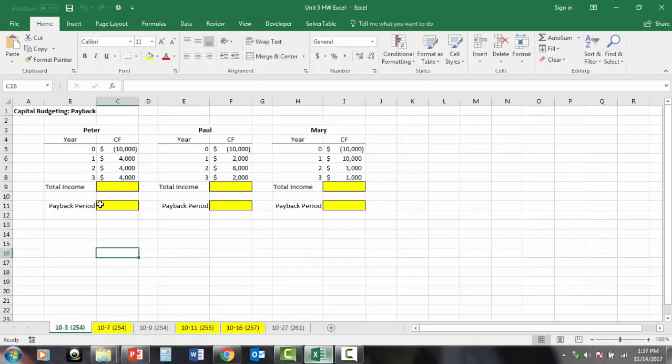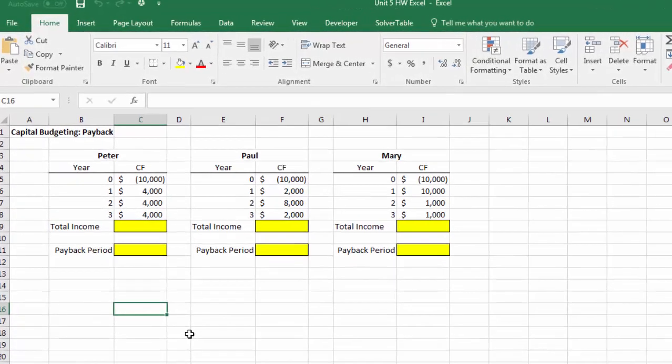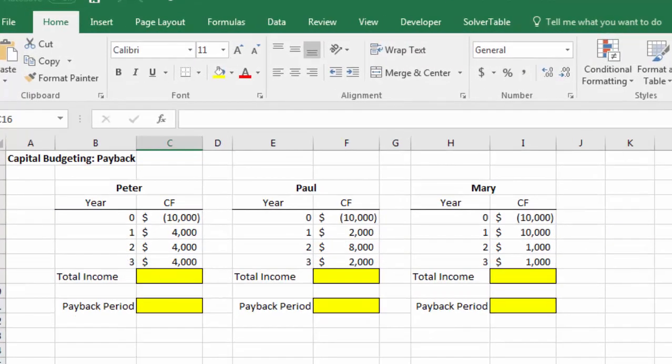Okay, so first off, we're working with the concept of payback. And we're on problem 10.3 out of the book, page 254. Three separate projects each have an initial cash outlay of $10,000. Cash flow for Peter's project is $4,000 per year for 3 years. The cash flow for Paul's project is $2,000 in years 1 and 3 and $8,000 in year 2. Mary's project has a cash flow of $10,000 in year 1, followed by $1,000 each for years 2 and 3.